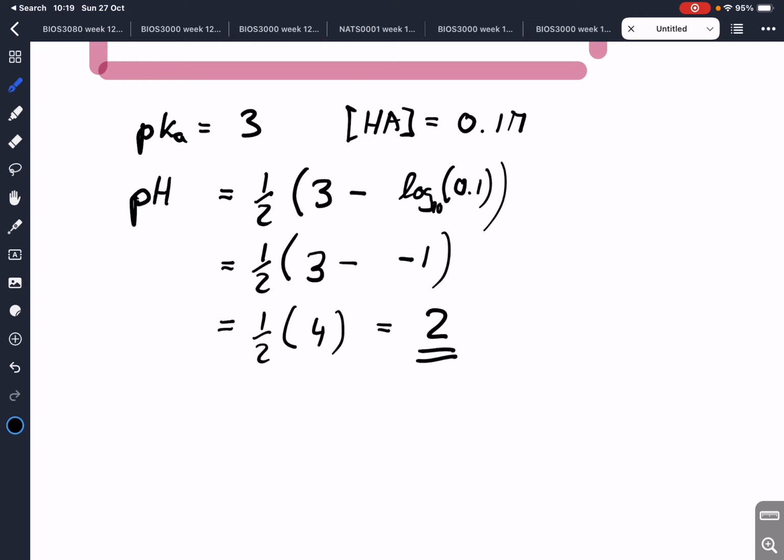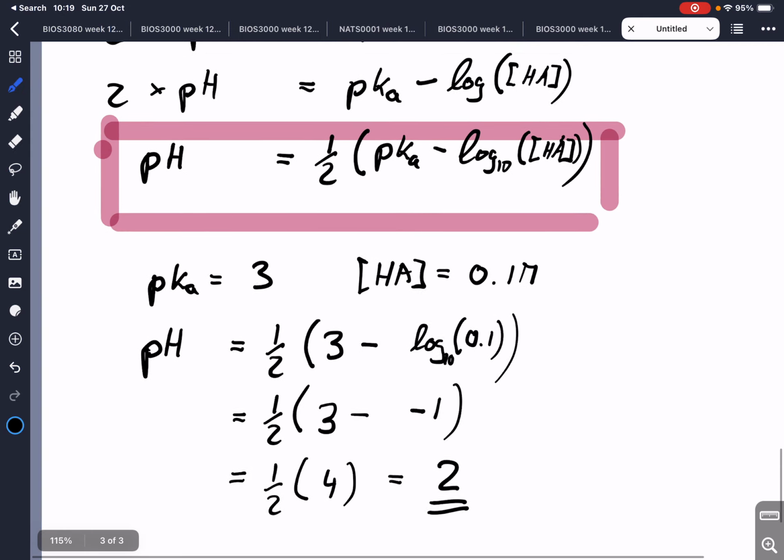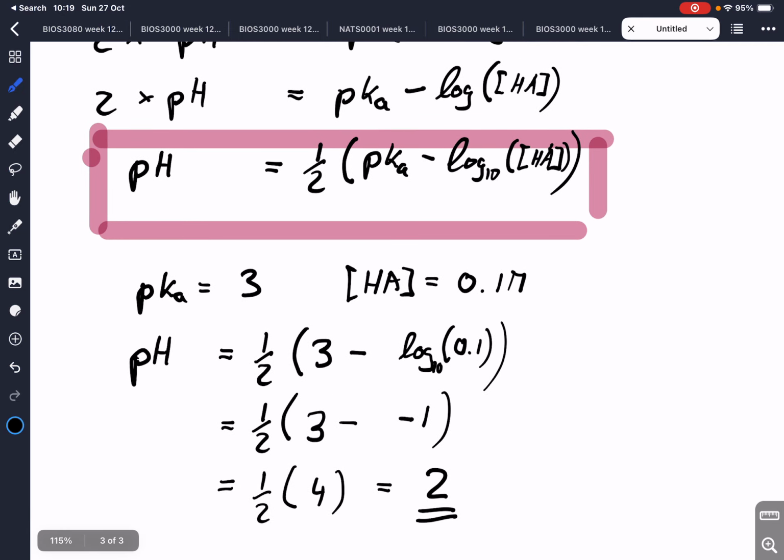So that is how we can use this equation for a weak acid to calculate the pH.